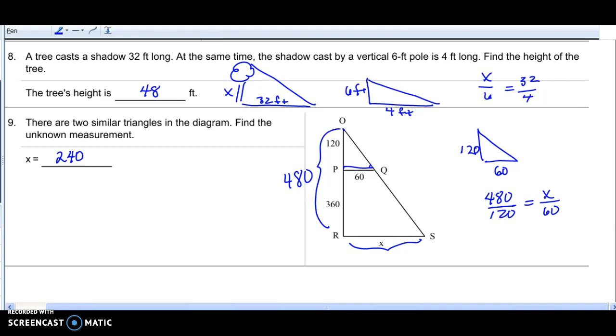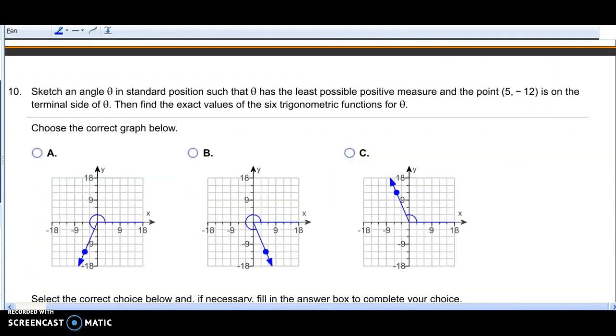I made a mistake right before this. I had placed this as the number 20, but it should have been 120, so I fixed my mistake. So the value of x is 240. Let's go on to problem 10.